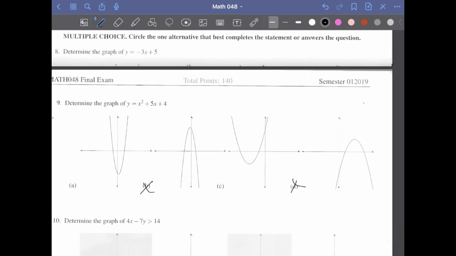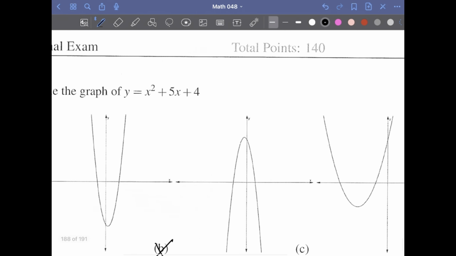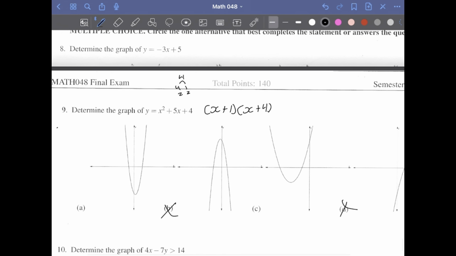So what I'm going to do is factor this. When I factor this, we need factors of 4 that add up to 5. Factors of 4, we have 4 and 1 and 2 and 2. When we add 4 and 1, we get 5, and when we multiply 4 and 1, we get 4. So this would be x plus 1, x plus 4. Right? So our x's are negative 4 and negative 1, because when we solve for x, we get negative 1, and negative 4.